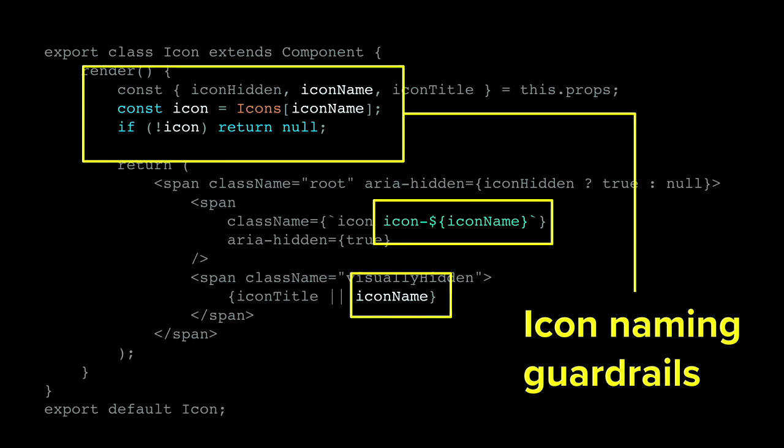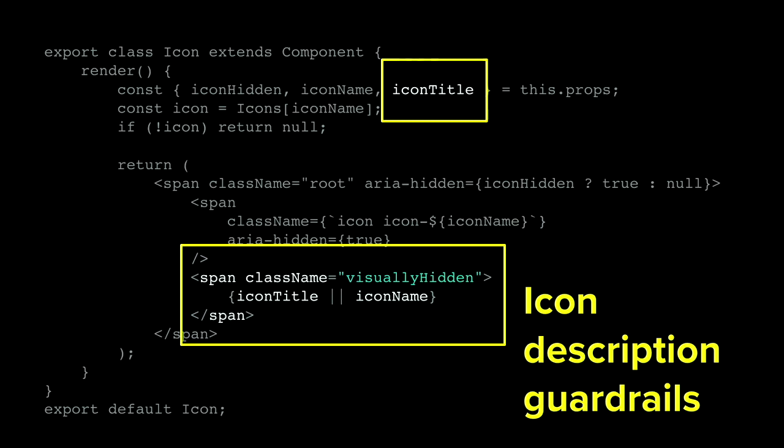We check if the icon name the dev passed into the component exists in our icon library. If the icon does not exist in the library, the icon doesn't render at all. The second guardrail is to make sure that if the developer doesn't pass in the icon title with descriptive text, the default name of what the icon represents in the font, the file name, is passed in here using regex.